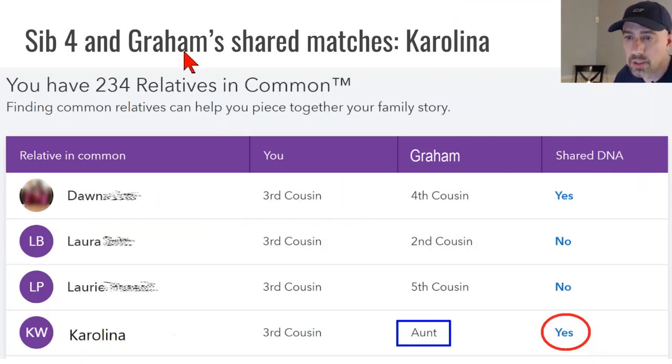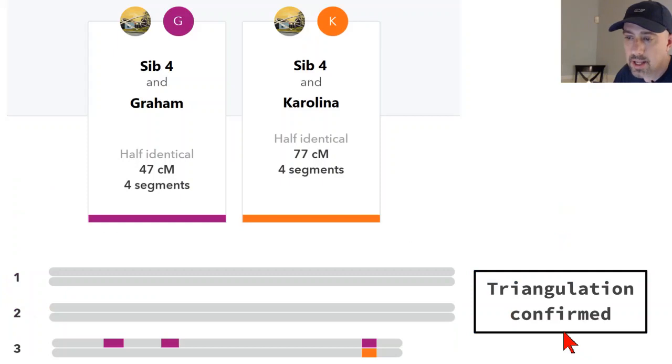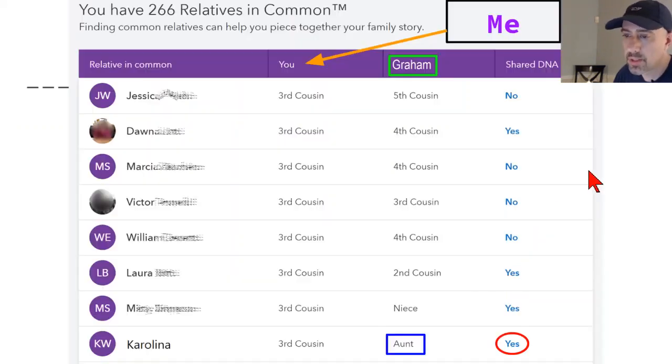Moving on to another person on my sister and Graham's list of shared matches, we find Karolina, Graham's aunt, and they also have DNA that triangulates with my sister. So we click on the yes, and that takes us to the next page where we see that Graham and Karolina do indeed triangulate with my sister here on this third segment on chromosome 3 that we talked about earlier. So again, another layer of evidence of triangulation in this location, emphatically confirmed with the triangulation tool at 23andMe.